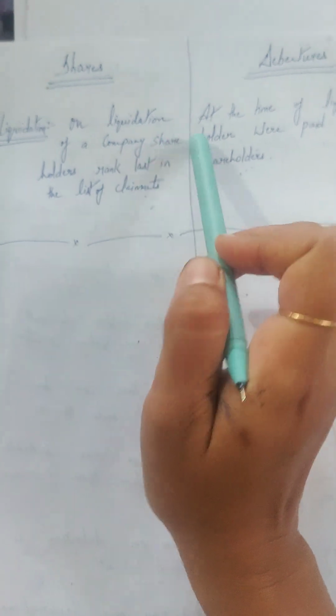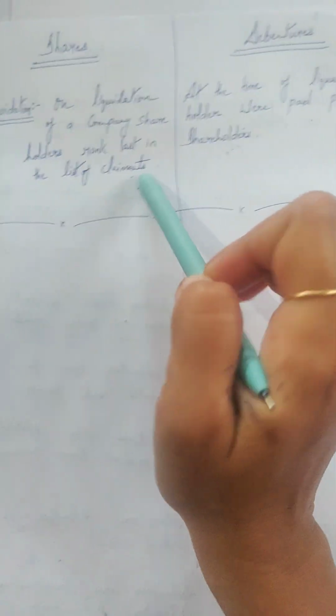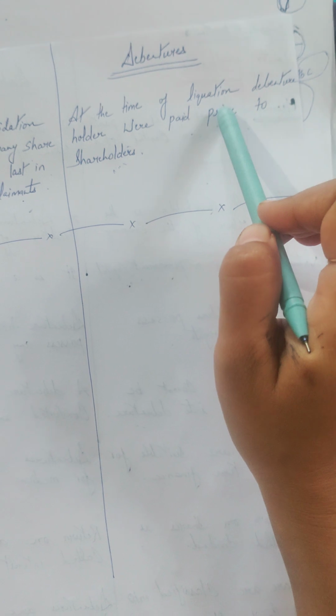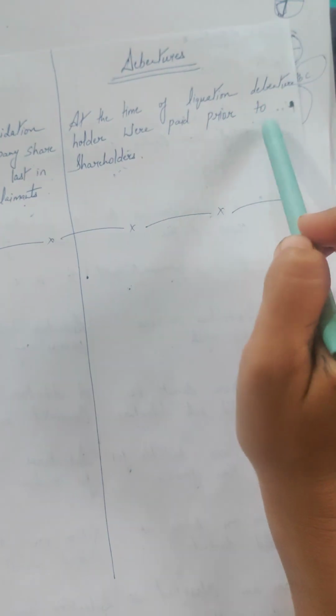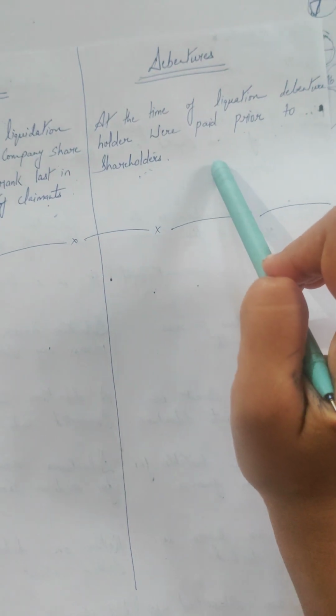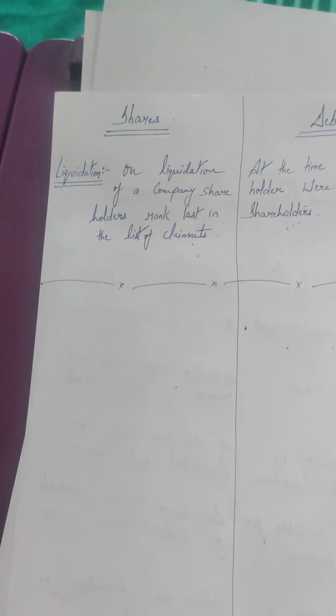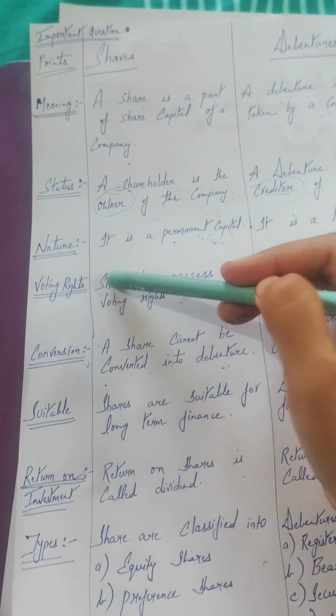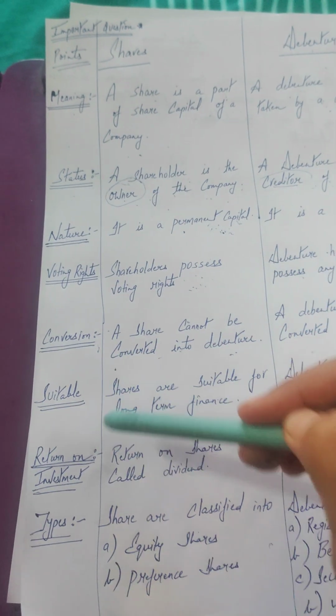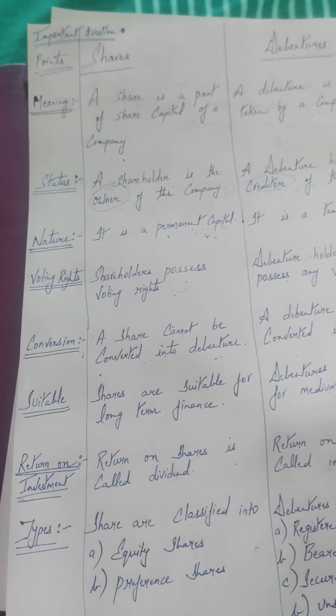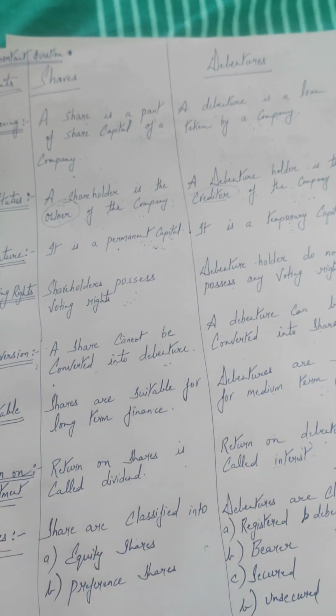On liquidation of a company, shareholders rank last in the list of claimants, and debenture holders are paid prior to shareholders. First of all, debenture holders get paid, and whatever amount remains, we pay to the shareholders at last. So this covers the share and debenture part. In total I have included 9 points: meaning, status, nature, voting rights, conversion, suitability, return on investment, types and liquidation. Students, these are enough points.